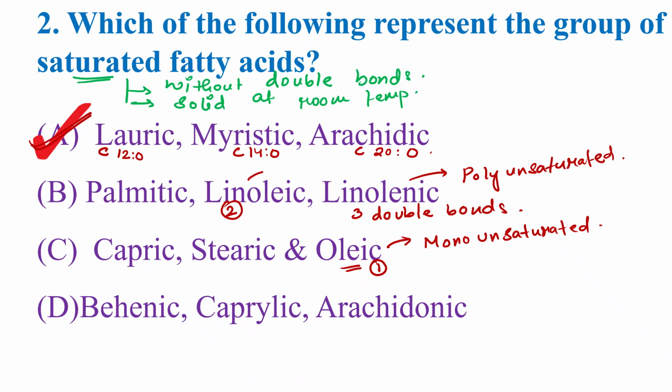And in option number D, behenic, caprylic and arachidonic. So arachidonic, again it has 4 double bonds, so it is a polyunsaturated. So hence we know that saturated fatty acids, they are fully packed with hydrogen. So over here no double bonds are present. Whereas in this option number A is my correct option.